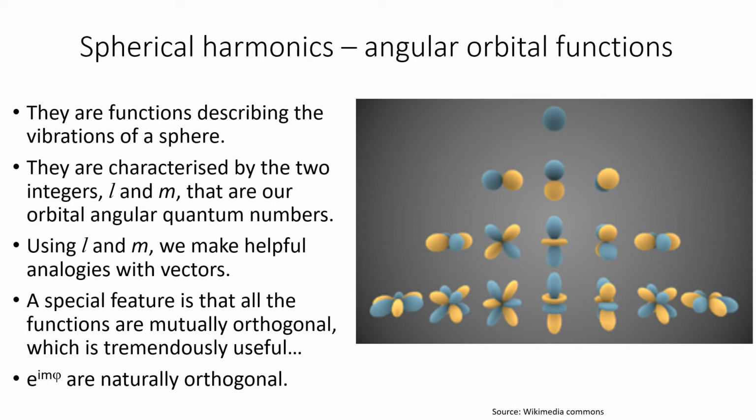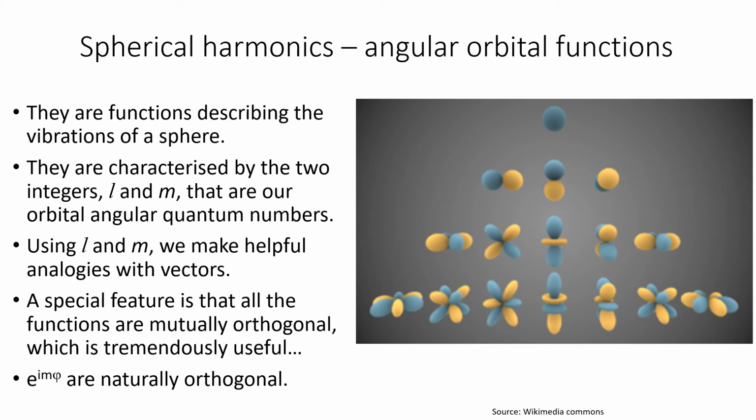And the other thing is that the e to the im phi, so you might remember these were our eigenfunctions based on the azimuthal angle, phi. All of these are naturally orthogonal. So if you think about it, if you took two different functions, two different values of m, and you multiply them together, then effectively the m's would just combine as they're in an exponent, so you just get a sum of the m's.